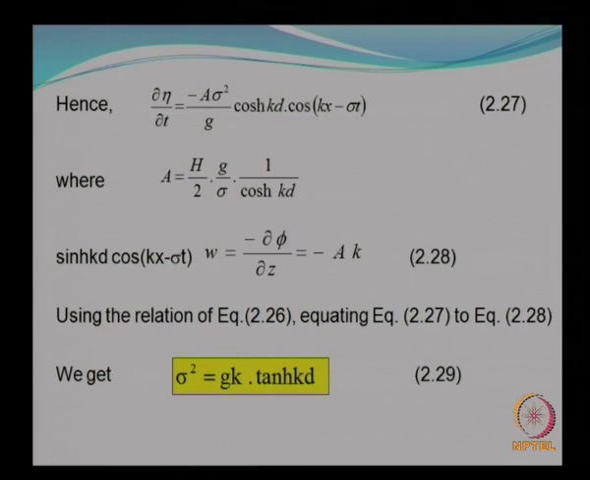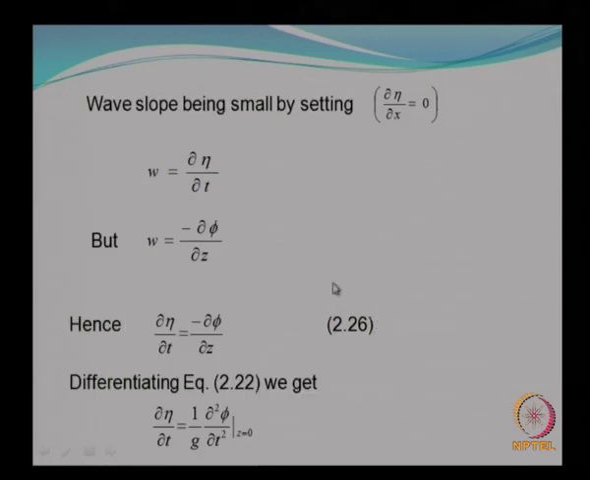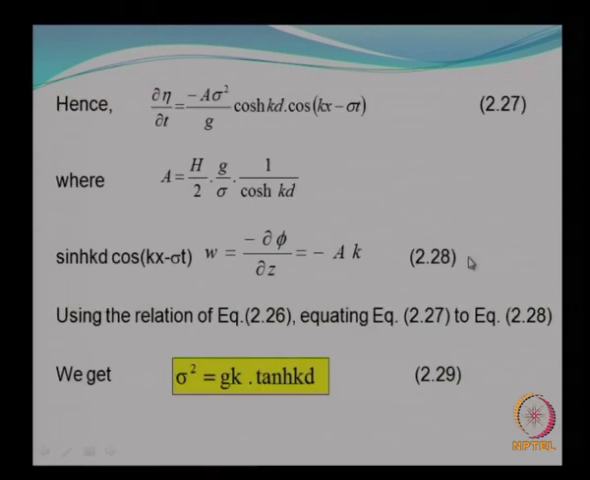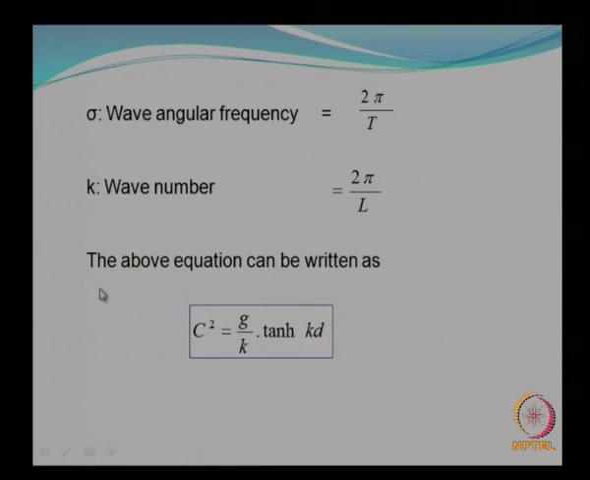Is that clear? So I have explained the methodology. Because you know this W, you know dou eta by dou t, and then equating using the relationship in 2.26 and equating this to equation 2.8, I can get an expression which is called the dispersion relationship. And what is sigma here? Sigma is 2 pi by T, and k is 2 pi by L. And this above equation can also be written in this form.